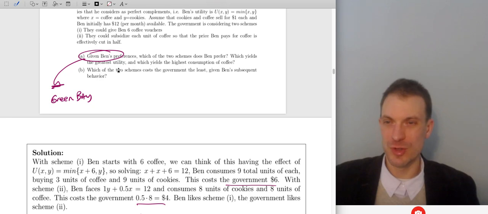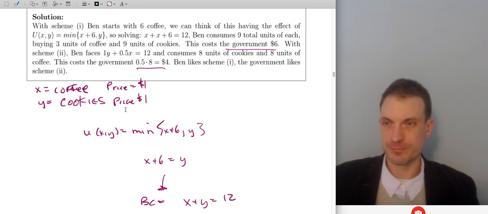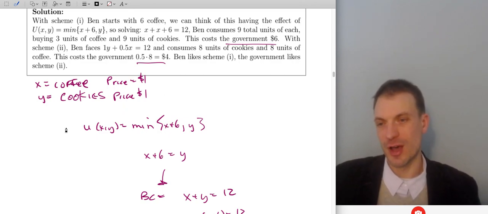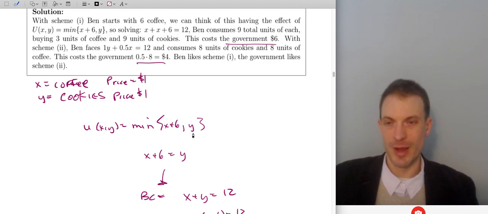So, all right, which of the 2 schemes costs the government less given my behavior? Let's take a look at this. So, with scheme 1, I start out with 6 coffee. They're spotting me 6 coffee. So my utility is going to be min of x plus 6 and y, right? Because it's going to be however many units of coffee I buy plus the 6 I was given for free, right? So let's replace the comma with an equal sign.